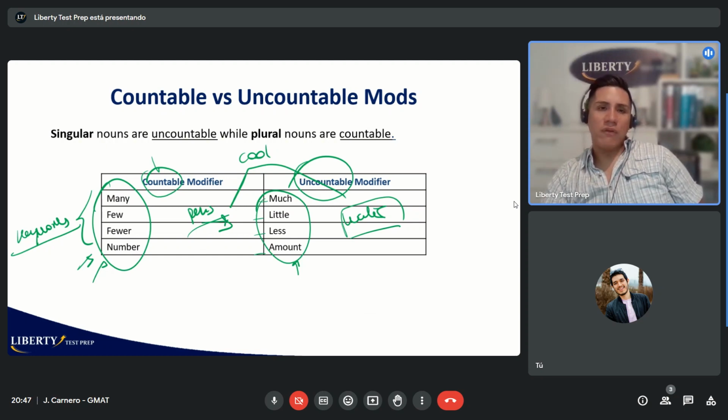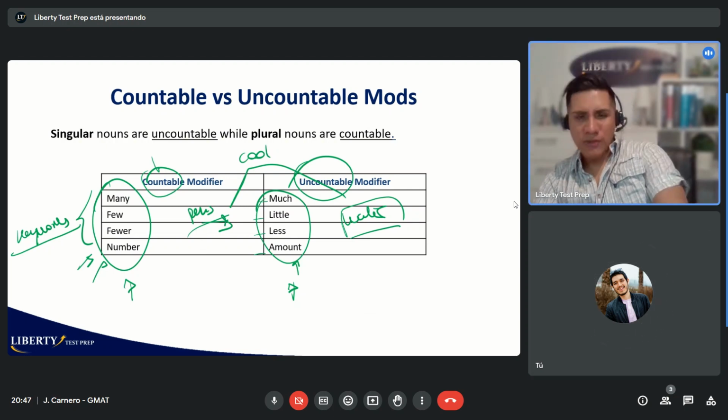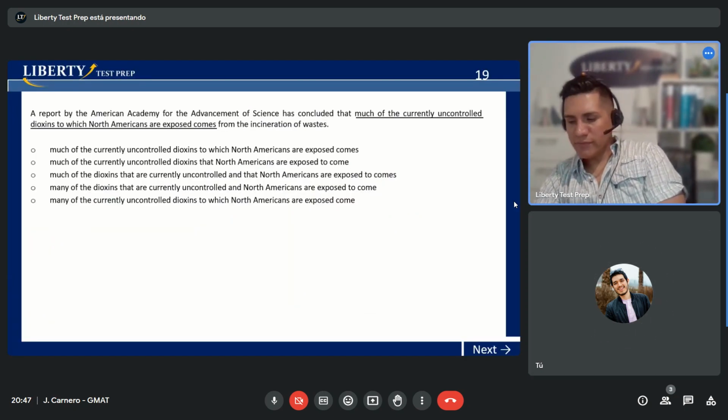Okay. So whenever you are reading the sentence, the question, these are keywords. If you see many, few, fewer, number, much, little, lesser amount, then you start applying the theory. You have to check if whatever they are modifying is countable or uncountable. Okay, so it's very easy. Let's go here, number 19.